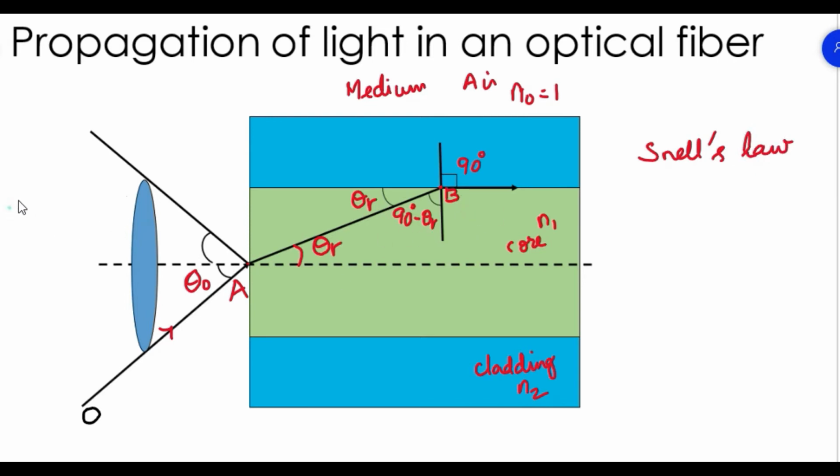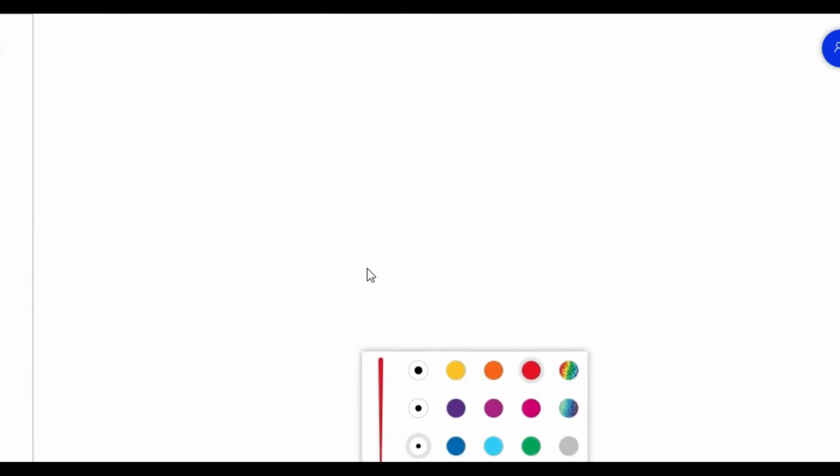On the left hand side, if the incident ray is rotated, you get acceptance cone and the angle of incidence is called as the acceptance angle. Maximum angle at which light can enter into the fiber. So proceeding with the derivation, I am going to split the page into two. I am going to apply Snell's law at point A, also Snell's law at B.